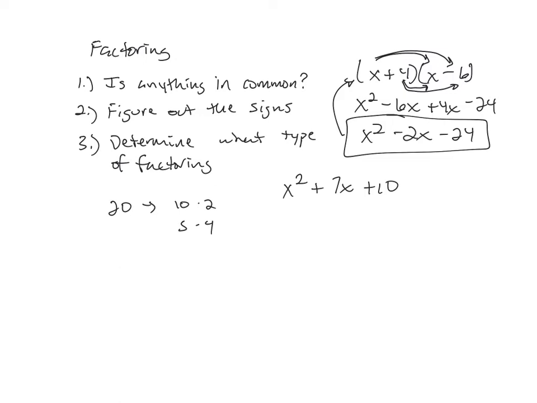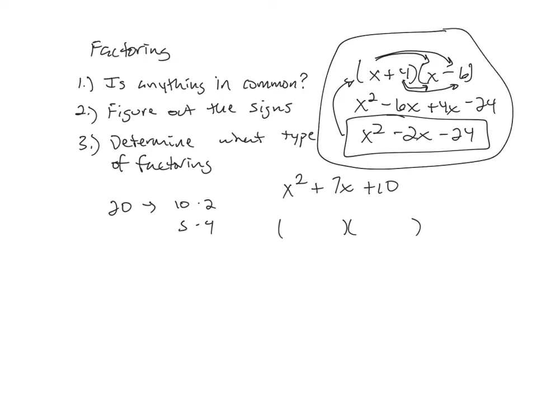Figure out the signs. So I'm going to go on another screen and do this. I'm talking about this, if you distribute everything back out. So if you notice, on this one, this negative 24, here's my positive 4 and negative 6. When I multiply those two together, I get the negative 24. And when I combine them by adding or subtracting, I get that middle number. Okay?